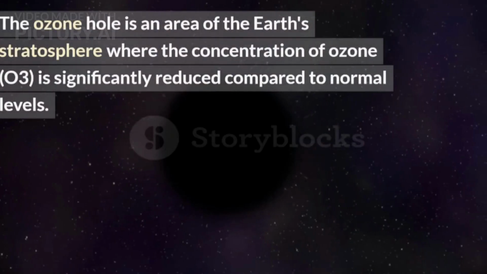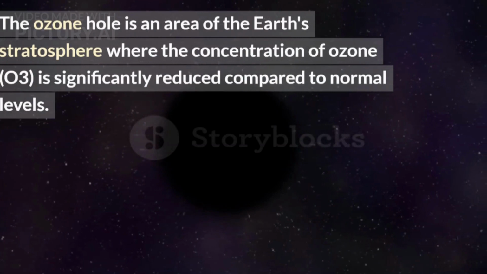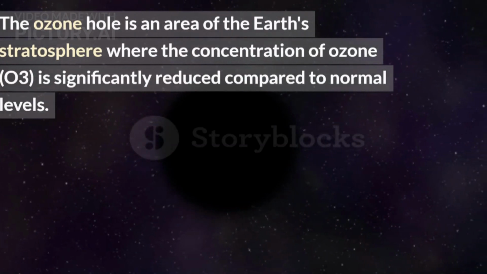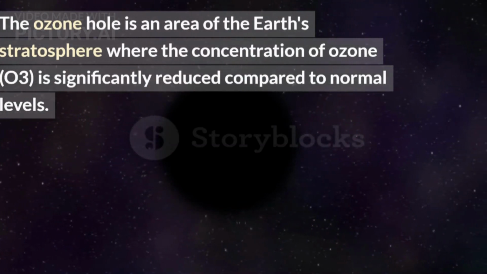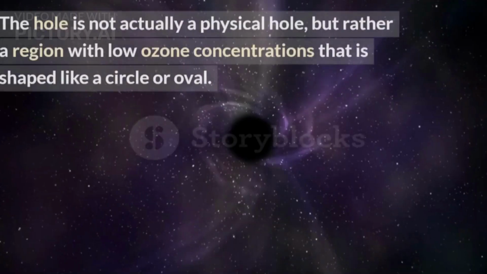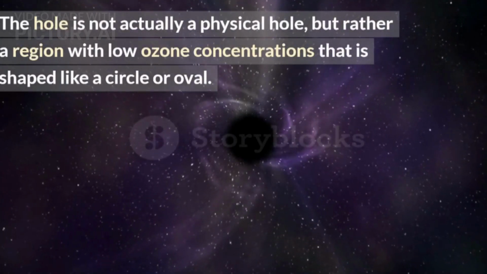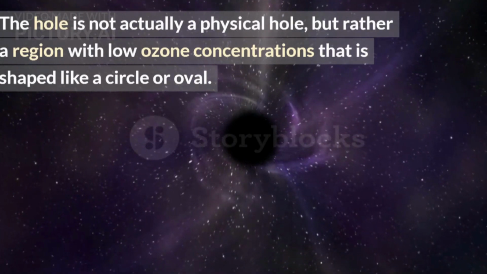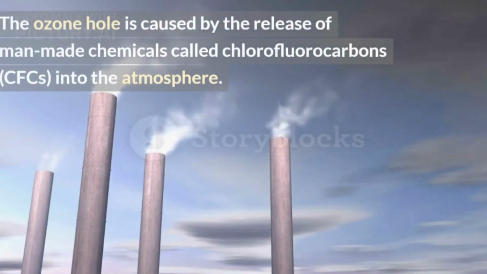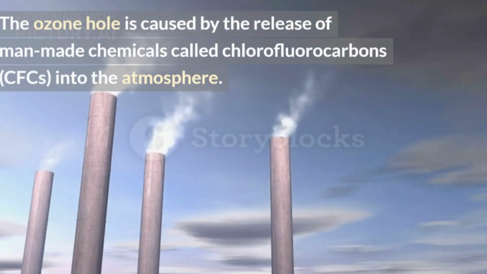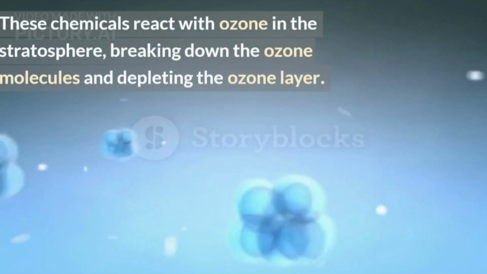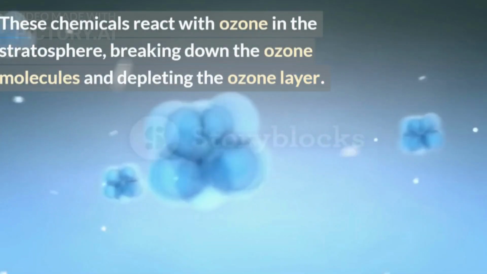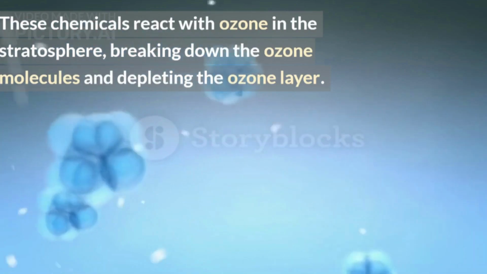The ozone hole is an area of the Earth's stratosphere where the concentration of ozone, O3, is significantly reduced compared to normal levels. The hole is not actually a physical hole, but rather a region with low ozone concentrations that is shaped like a circle or oval. The ozone hole is caused by the release of man-made chemicals called chlorofluorocarbons, CFCs, into the atmosphere. These chemicals react with ozone in the stratosphere, breaking down the ozone molecules and depleting the ozone layer.